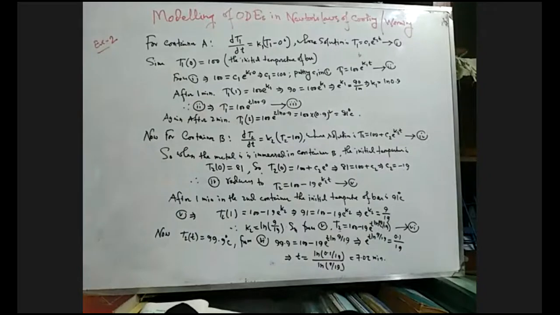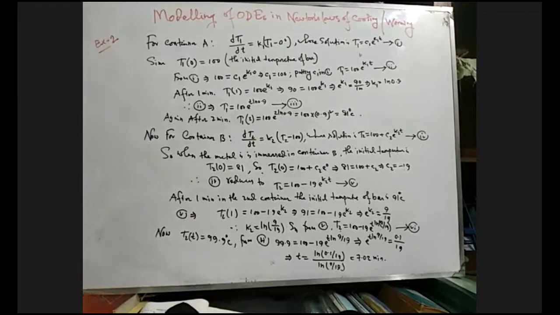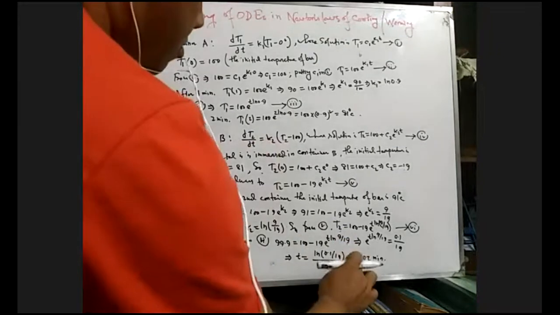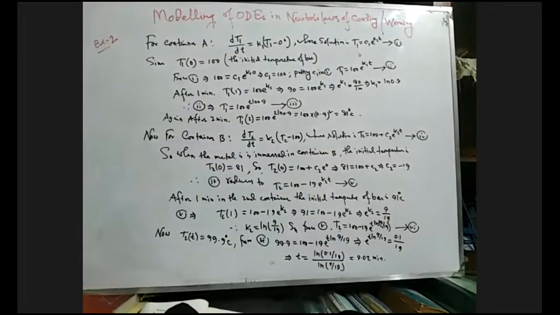So from the start of the double dipping process, the total time until the bar reaches 99.9 degrees in the second container is approximately 9.02 minutes. This is the required time.